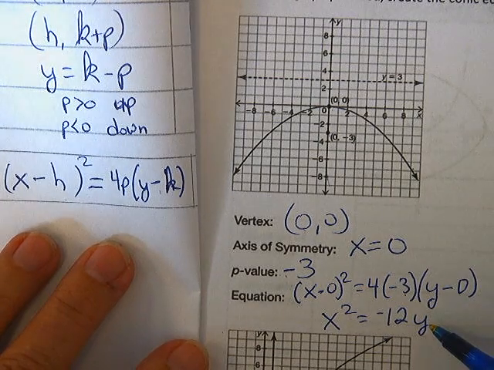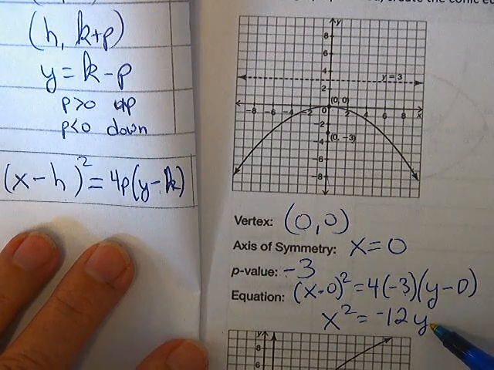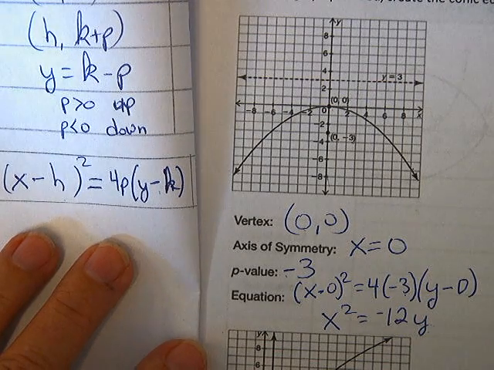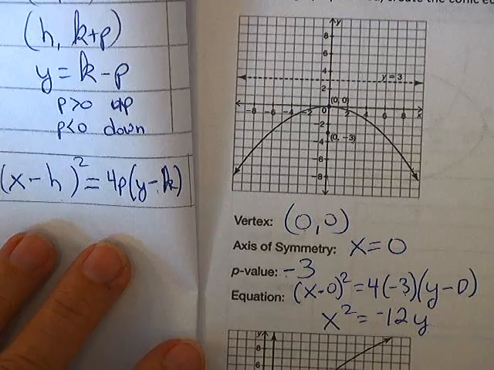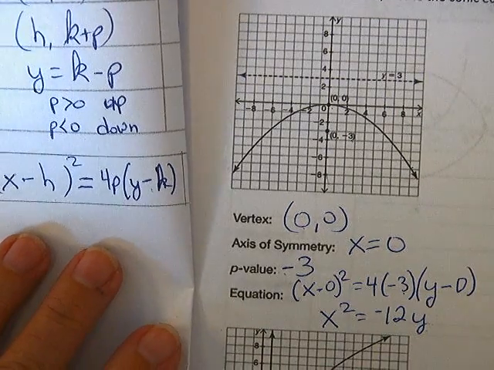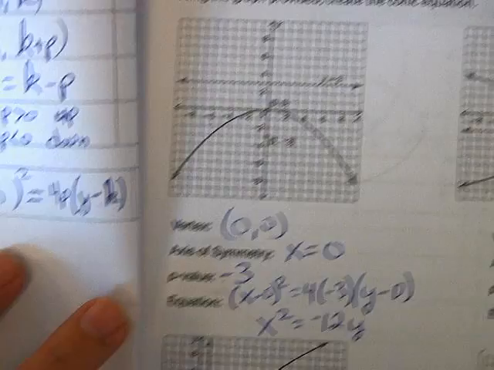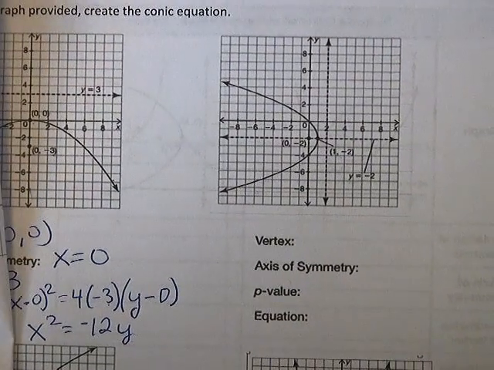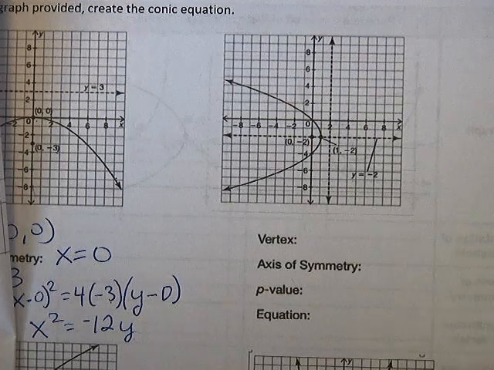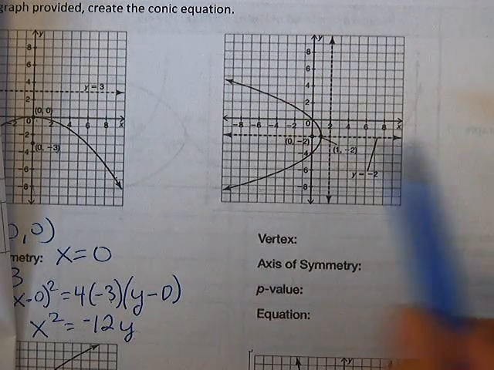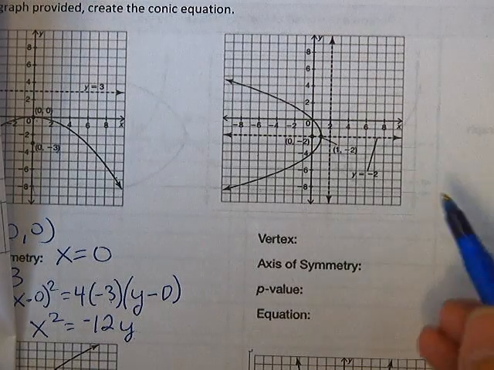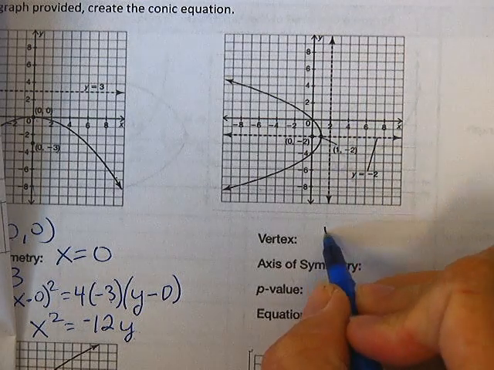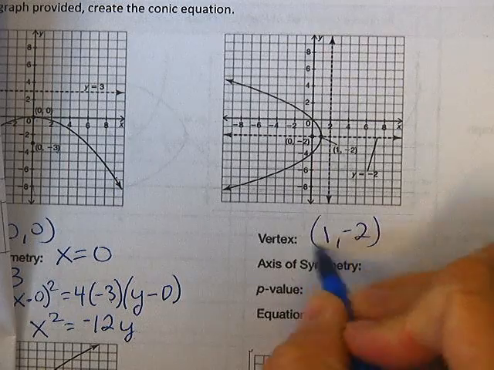And of course you all could transfer that back into a standard format by dividing both sides by negative 12 to get the equation in standard format instead of this conic form. Okay, let's take a look at our second parabola. This parabola opens to the left. So our orientation is horizontal and it opens to the left. Our vertex they've marked in for us is at 1, negative 2. Well, that's easy. 1, negative 2.